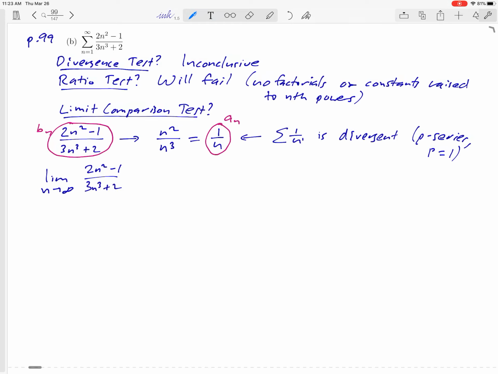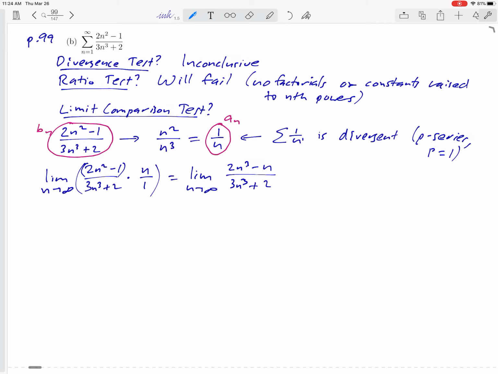All right, so we need to take the limit as n goes to infinity of bn divided by an, which means we're going to multiply by the reciprocal of an. Flipping over an is going to turn it into n over 1. This is the limit that we need to calculate. We need to do a little algebra here. We take the n in the top and multiply it through the 2n squared minus 1, so we'll get 2n cubed minus n. And in the bottom, 3n cubed plus 2 times 1 is just 3n cubed plus 2.